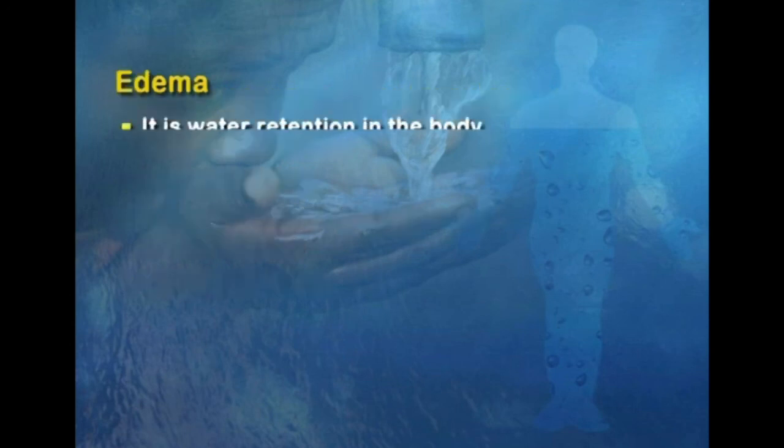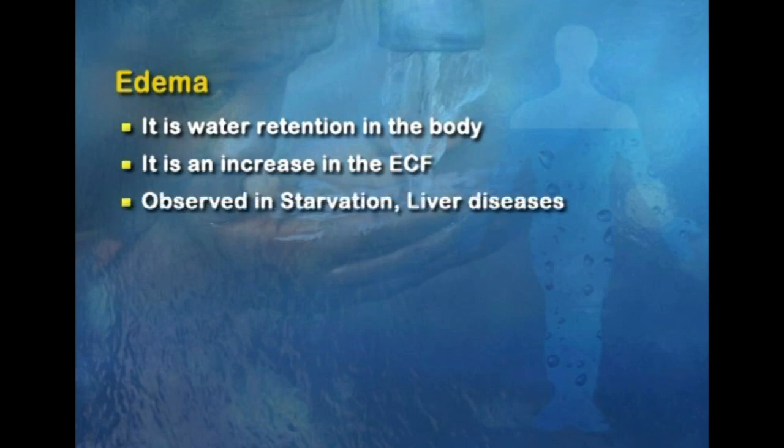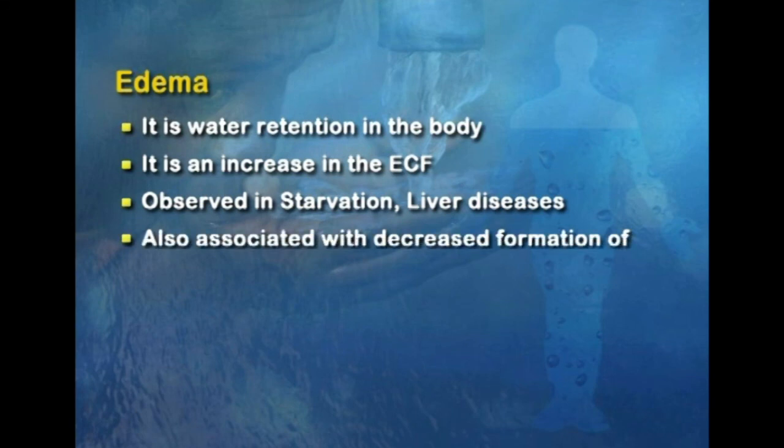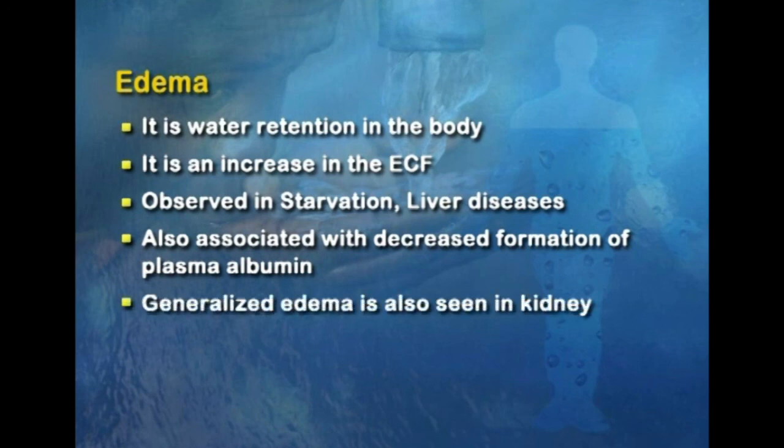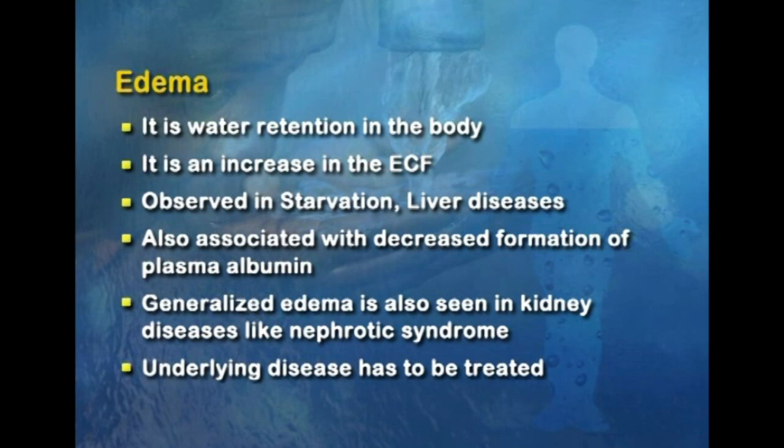It results in edema, that is, water is retained in the body and it appears like edema, that is, water retention in the body. This causes an increase in the extracellular fluid. This is typically seen in starvation and also in liver diseases. It is also associated with decreased formation of plasma albumin. Generalized edema is very commonly seen in kidney disorders like nephrotic syndrome. However, in this case, the underlying disease has to be treated if any, and then the edema can be targeted.